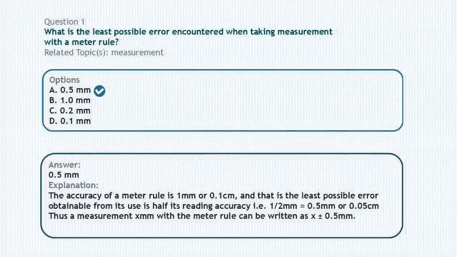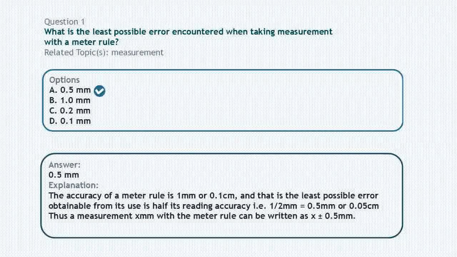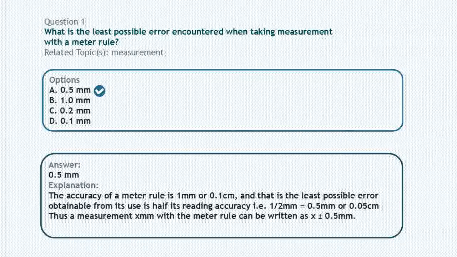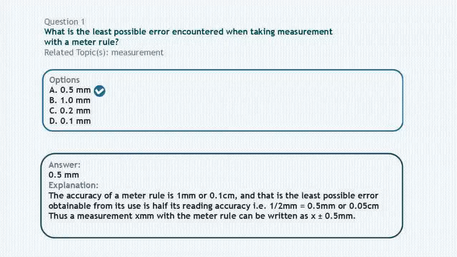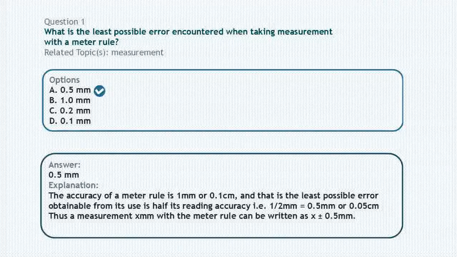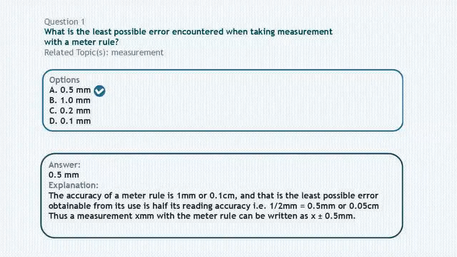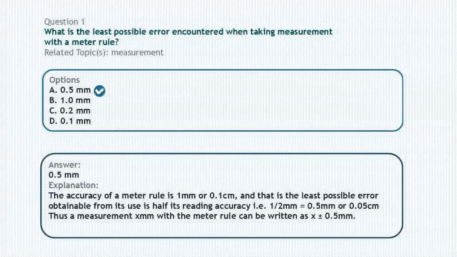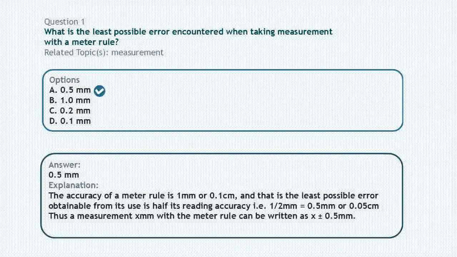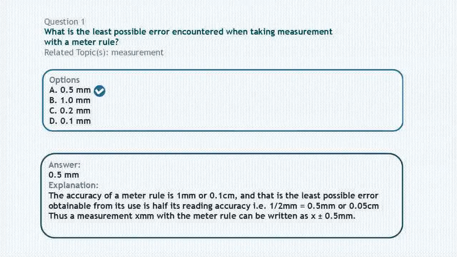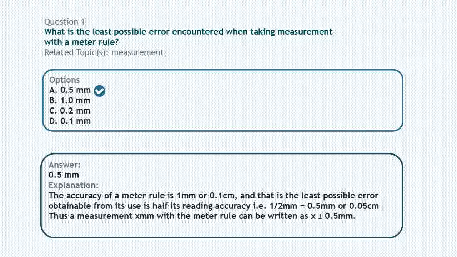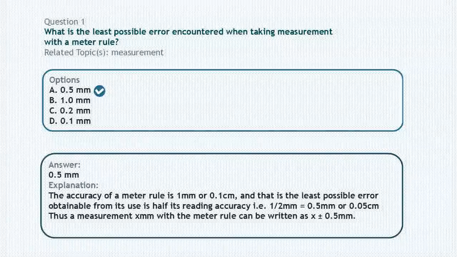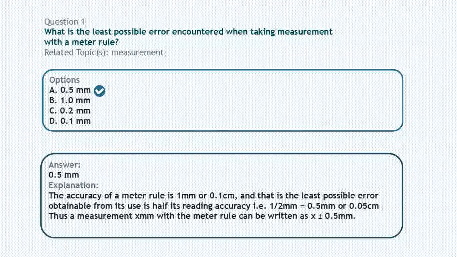That is why if you take a measurement with a meter rule, let's say you measure something to be x millimeter, you can write that measurement as x plus or minus 0.5 millimeter. It means that let's say the actual length of that thing is 10 millimeter. If somebody records it or reads it as 10.5 millimeter, that would still be acceptable. That is like saying 10 plus 0.5. And if they read it as 9.5, that's 10 minus 0.5, that will still be an acceptable reading. So it will still be within the range of acceptable readings for the measurements with the meter rule. So the least possible error encountered is 0.5.